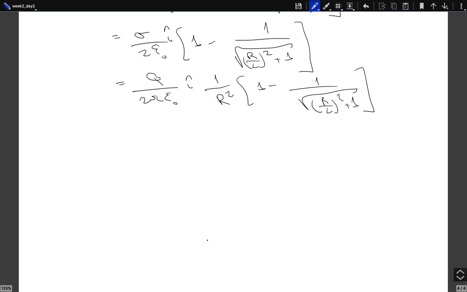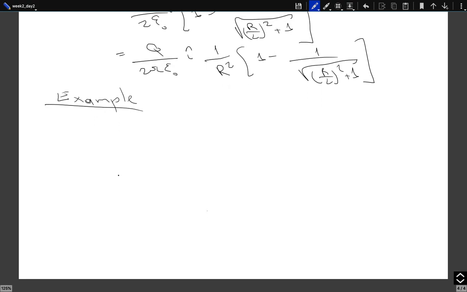Okay, so let's look at another example. This time I will not imagine a single infinite wire, but rather two parallel plates. I'm just looking from the sides. I have these two infinite plates. And let's say one of them has a surface charge density plus sigma, and the other one has a surface charge density minus sigma.